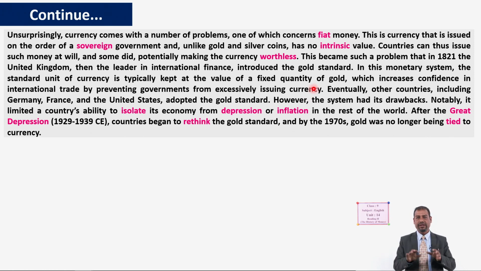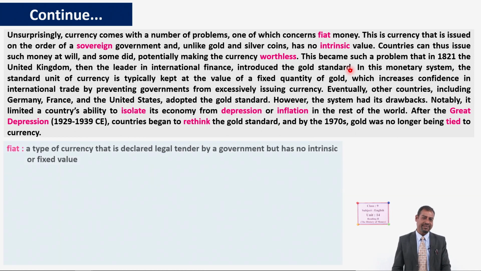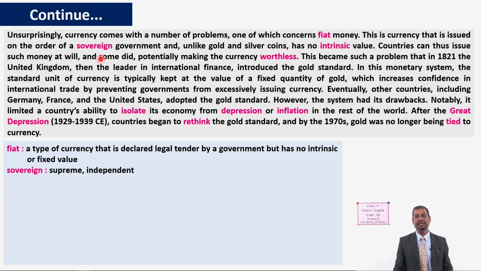So now again we have some unfamiliar highlighted words. Let's talk about their meaning. So the first word we have here is fiat, F-I-A-T. What does it mean? Have you got the meaning? Have you guessed? Okay. It means a type of currency that is declared legal tender by a government, but has no intrinsic or fixed value. Okay. Please write it down in your notebook also. Now we have another word, that is sovereign. Okay. S-O-V-E-R-E-I-G-N. What does it mean? Sovereign means supreme or independent. Okay. Likewise, we have another word, intrinsic, I-N-T-R-I-N-S-I-C, intrinsic. What does it mean? It means inborn, the quality that we have with our birth.